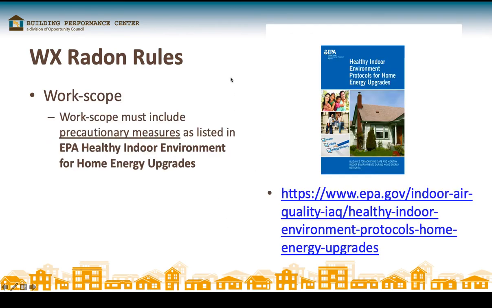All right, now if you're writing up a work scope, it must include precautionary measures as listed in the EPA Healthy Indoor Environment for Home Energy Upgrades. This is a pretty good document, but unfortunately the way they wrote WPN 17-7, they're referring to this document, so you're going to have to find it. And it tells you to cover exposed earthen floors in basements and crawl spaces according to section 1.2 of another EPA document called the EPA's Indoor Air Plus Construction Specifications.